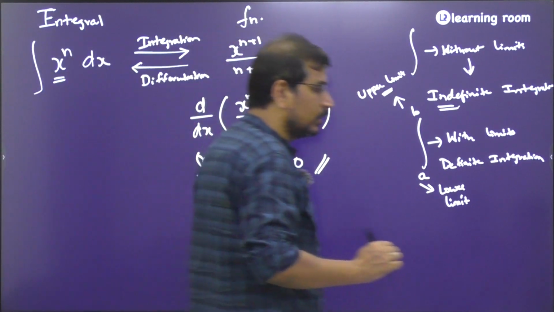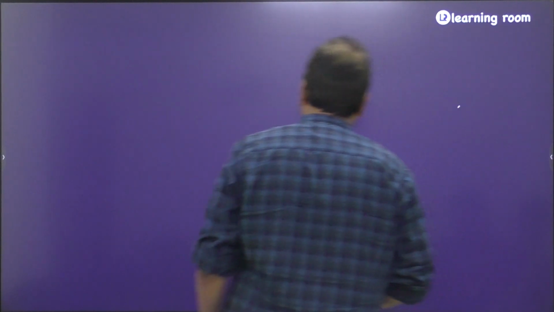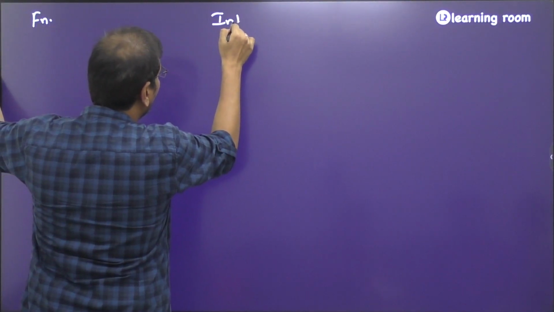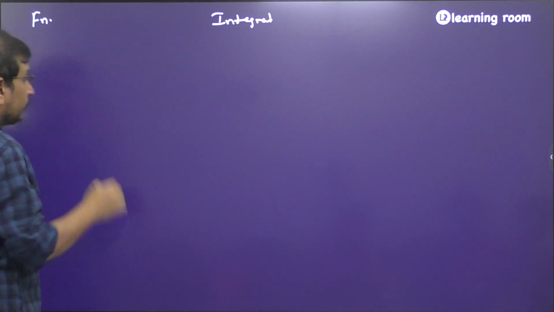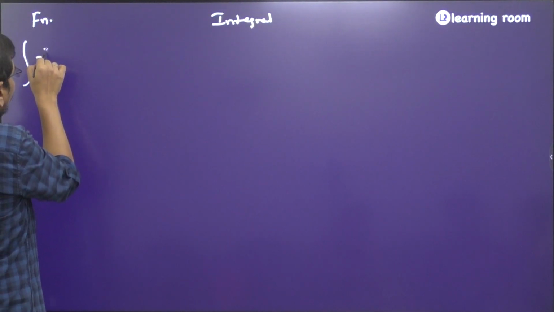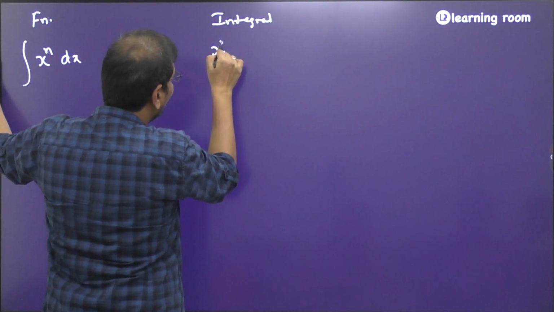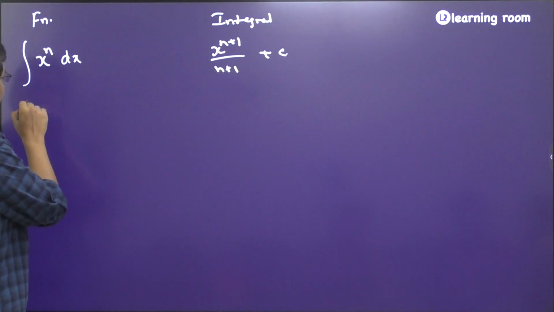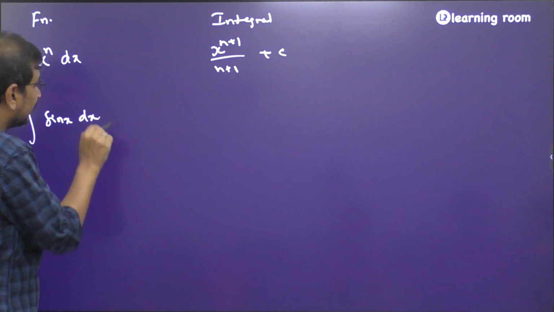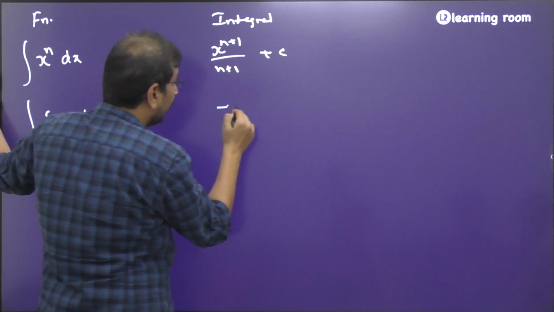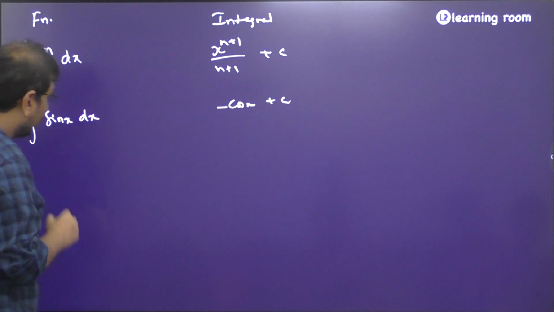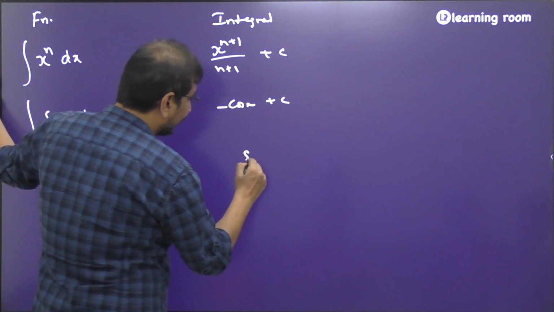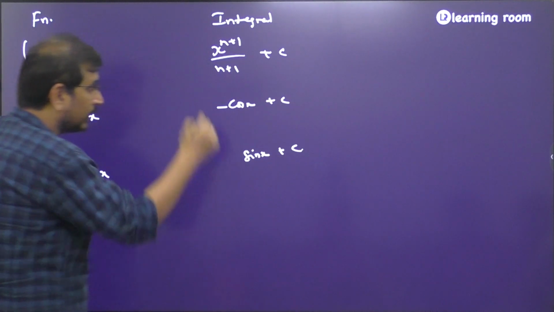Right. Now, listen to this carefully. I'll give you the function and its integral value. So, the integral of x power n dx is going to give us x power n plus 1 by n plus 1 plus c. The integral of sin x is minus cos x plus c. If I have cos x, I'll get sin x plus c. So, are you able to understand this?